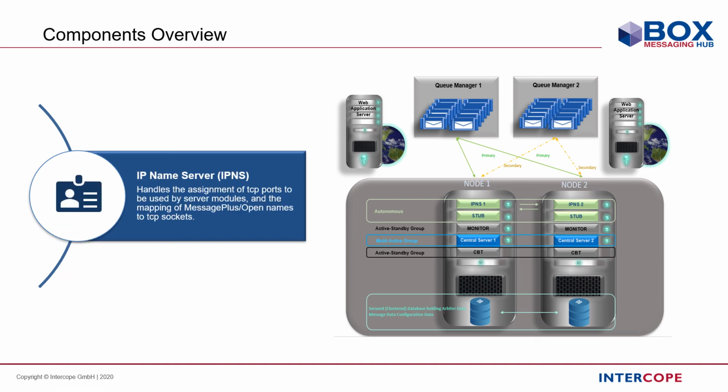Now for the IPNS, or IP name server, it's used to handle the assignment of TCP ports, which are used by the server modules, along with the mapping of names to specific TCP sockets. The IPNS must be started as the first process of the overall module domain, so that's all of the components, as the other components will register with the IPNS and then initialize the communication with the other components by using services which are provided by the IP name server. And it's worth noting that the IPNS module is the only module that uses a fixed port, which is 1066. All other modules provide their names to the IPNS, who in turn assigns the TCP sockets.